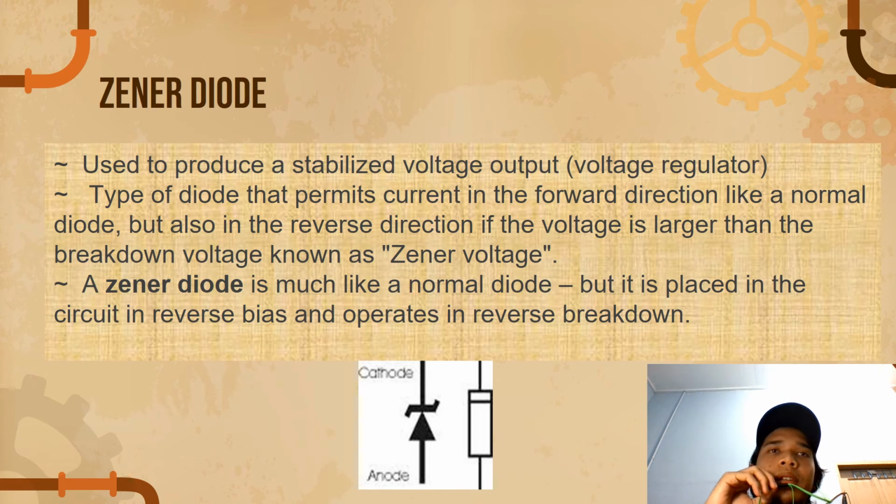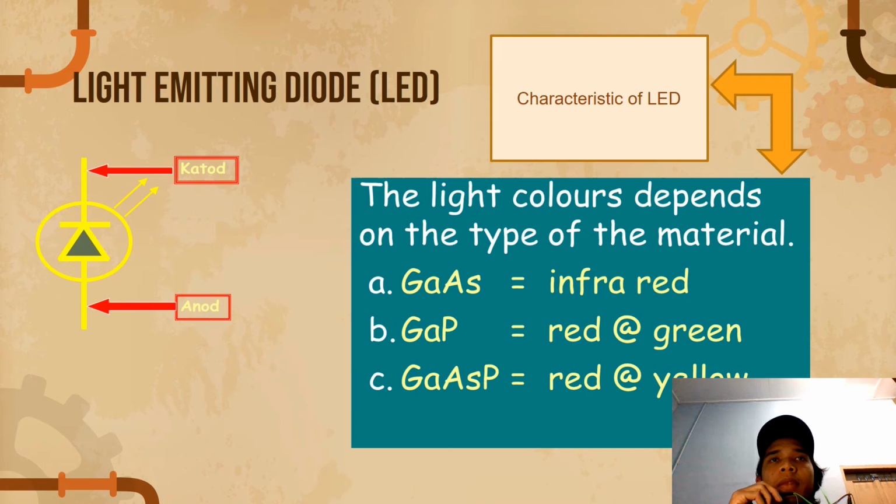Zener diode. Zener diode is used to produce a stabilized voltage output or voltage regulator. A type of diode that permits current in forward direction like a normal diode, but also in the reverse direction if the voltage is larger than the breakdown voltage, known as Zener voltage. A Zener diode is much like a normal diode, but it is placed in the circuit in reverse bias and operates in reverse breakdown. Light emitting diode, or LED.